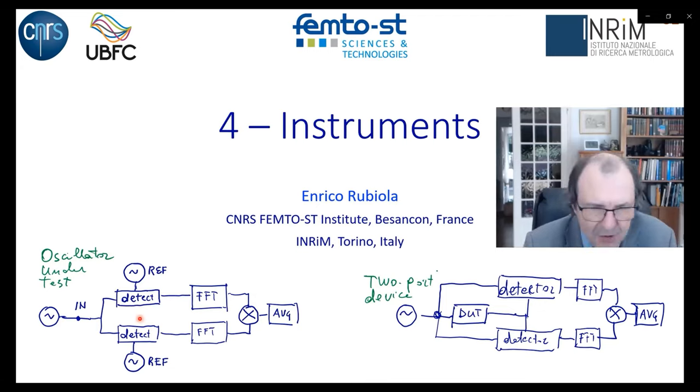There is a different flavor of the same application. The instrument is basically the same, but it is used in a different way. So we have a two-port device here. The oscillator is a reference, but its noise is rejected because it is common to the input of the device and the test and to the detector. So here we have the phase across the device under test, means input minus reference, again a second estimation of the phase of the device under test, and again Fourier analysis and statistics to remove the noise of these detectors.